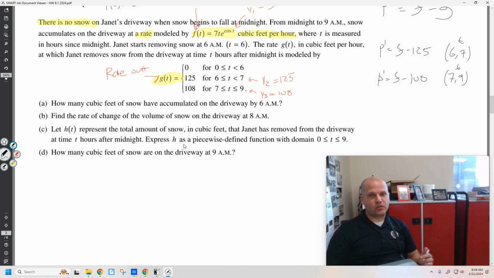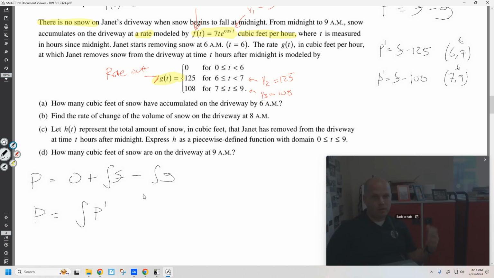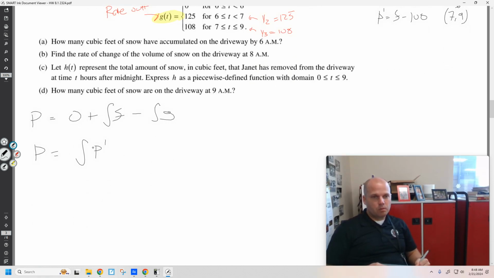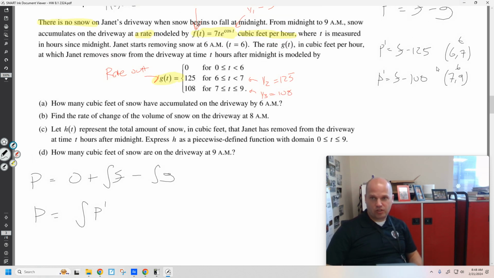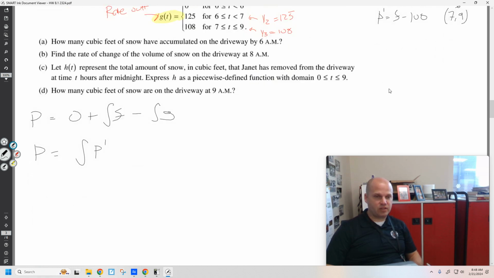How many cubic feet of snow have accumulated? So again, we think about our total, which is our initial amount plus our total, in this case accumulate the rate in, minus the total out, or the accumulation of my derivative, where my derivative is F minus G. This and this are the same. But be careful, F minus G changes from 6 to 7, this would be F minus G. From 7 to 9, this is F minus G.